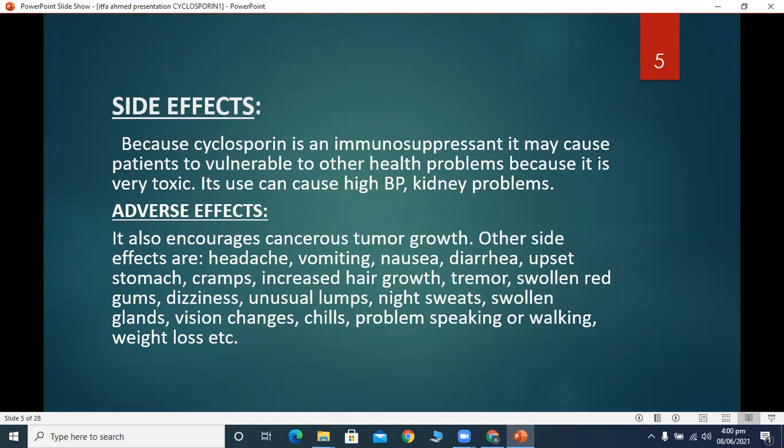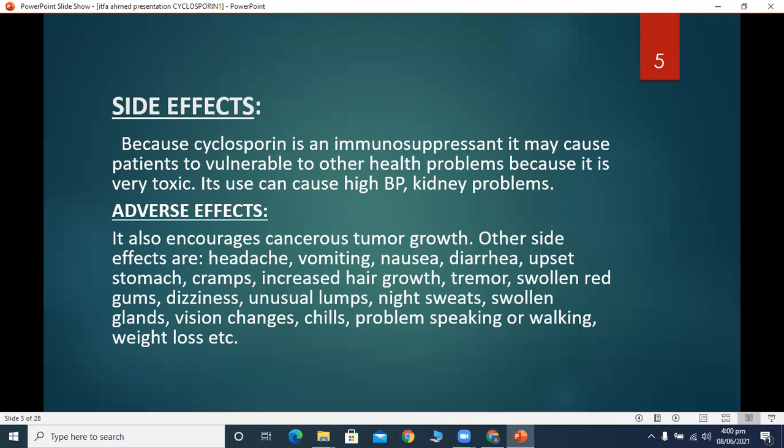Now, here are some side effects and adverse effects which this drug can cause and can affect the health of patients in various ways. Because cyclosporin is an immunosuppressant, it may make patients vulnerable to other health problems because it is very toxic. Its use can cause high BP and kidney problems. It also encourages cancerous growth.